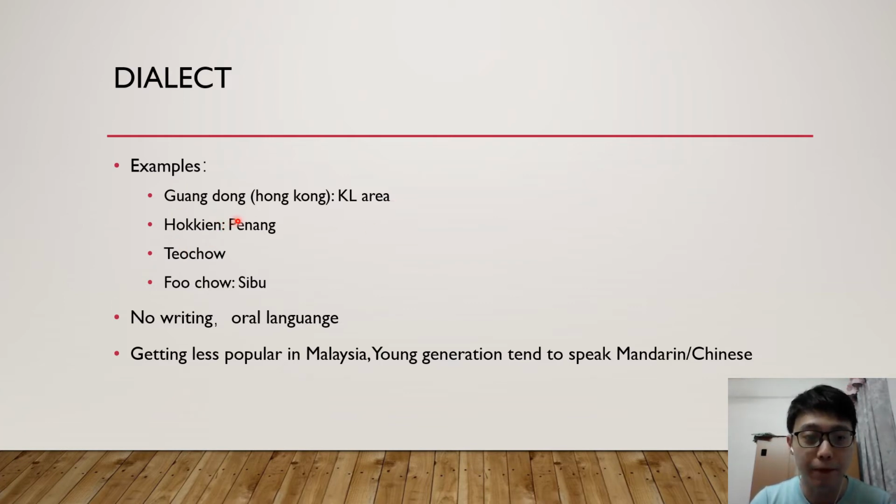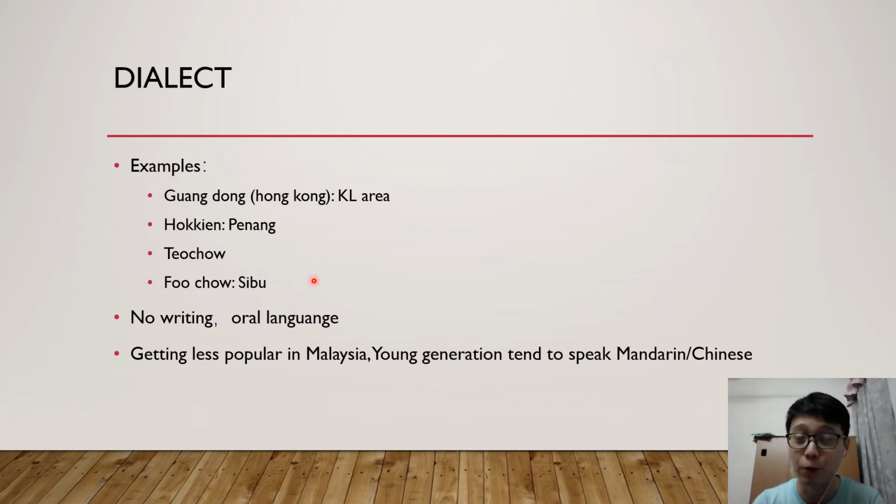This dialect basically means that when your ancestor came from a particular region of China, you speak that specific dialect. For me, I'm actually a Hokkien person. However, I can't really speak or understand Hokkien. Hokkien is quite common in Penang, and there are also Teochew and Fuzhou. These are some examples of dialects in Malaysia. As I mentioned, these dialects actually have no writing.